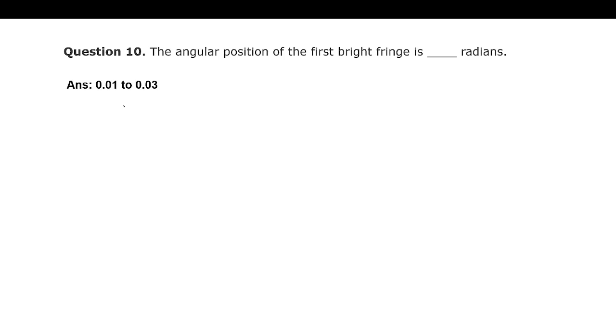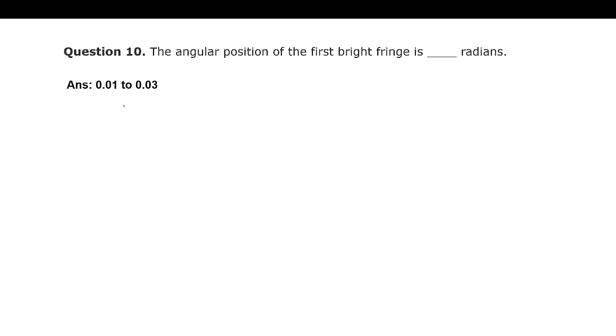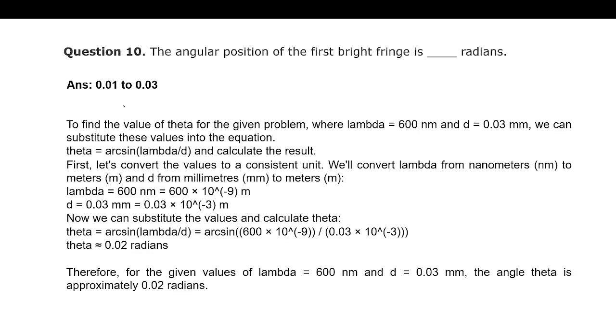Okay, let's see the question's answer. You have mentioned 0.02. Yeah, it's in the range. To find the value of theta for the given problem where lambda is 600 nanometer and d is 0.03 mm, we can substitute these values into the equation theta equals sine inverse lambda by d. This is also a very basic formula, and calculate the result.